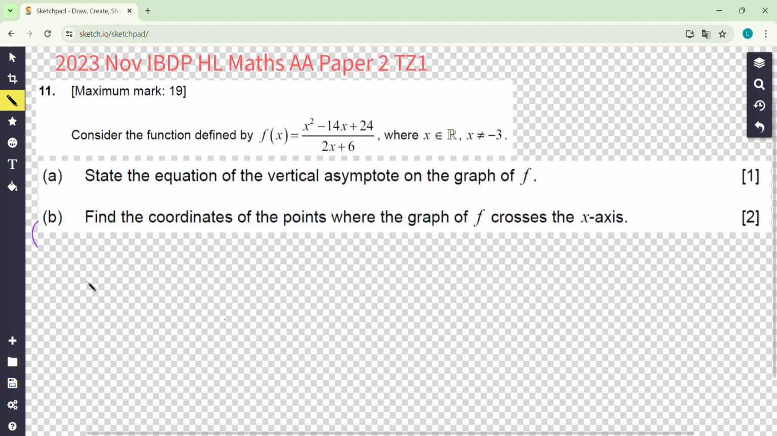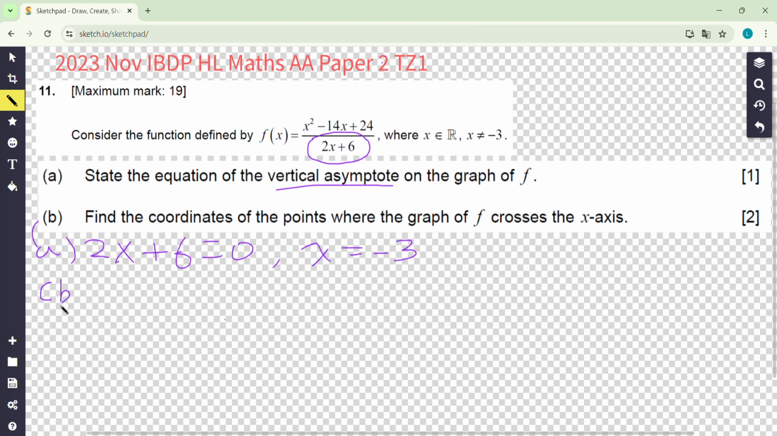Question 11. Part A is about finding the vertical asymptote. Very easy. Look at the denominator. Think about when it goes to 0, and then it becomes a vertical asymptote. So we solve for 2x plus 6 equals 0. So we got it. The vertical asymptote is x equals minus 3.